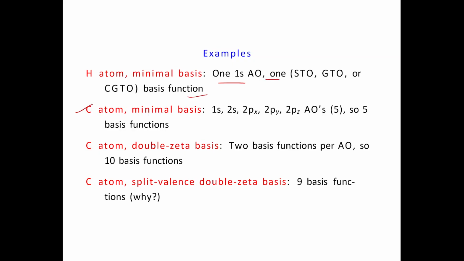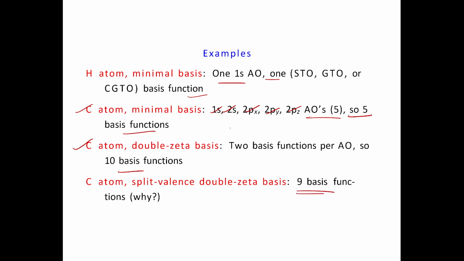For the carbon atom minimal basis, 1s, 2s, 2px, 2py, and 2pz, you have 5 AOs, so 5 basis functions. This is your minimal basis. Now for the double zeta function, what do you do? You have 5 AOs, so you have 10 basis functions. Now for the split valence, you have 9 basis functions.